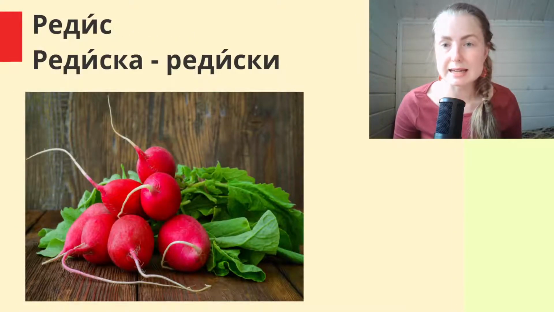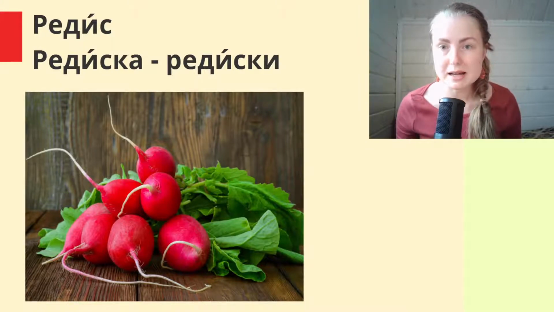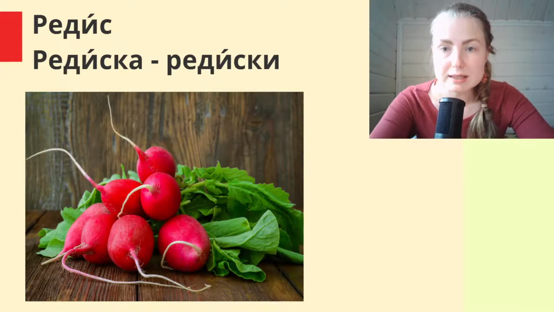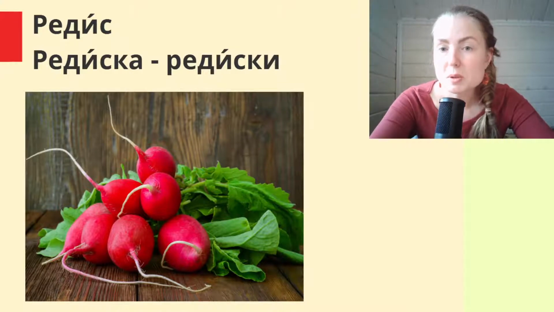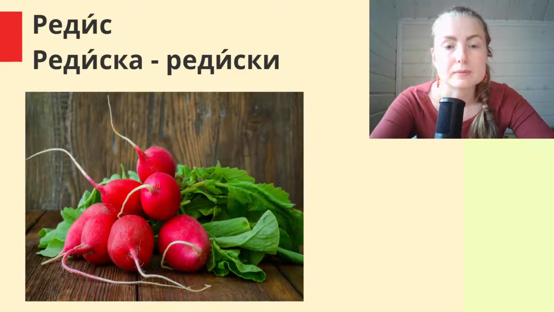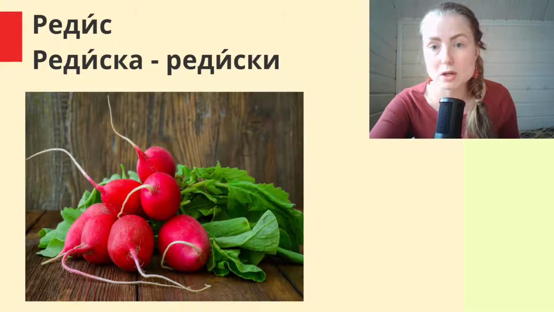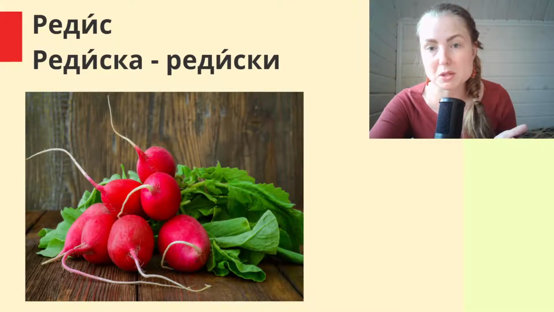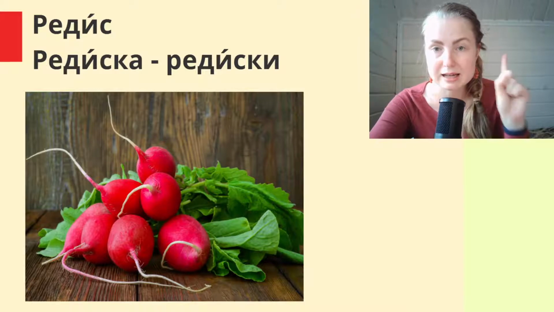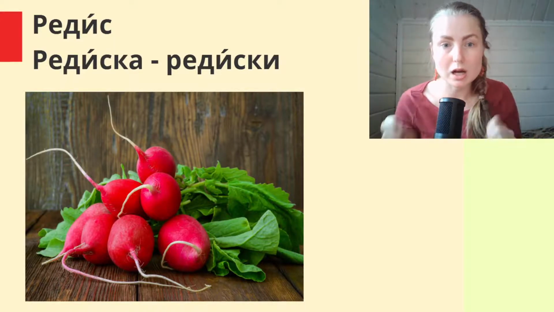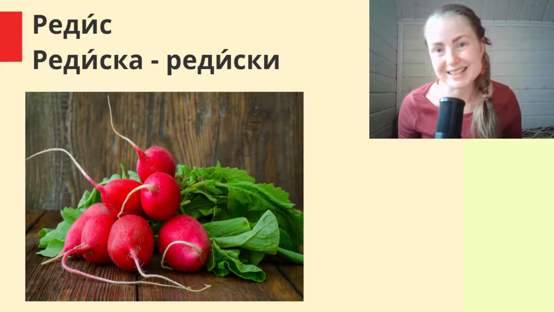Next word is редис. Редис means red radish. Редис is an uncountable noun in the Russian language. We don't have a plural of this word, and редис is a neutral word for everywhere, for supermarkets, for markets, etc. And in our spoken language with friends, with members of our family, we call it редиска. Одна редиска, много редиски.